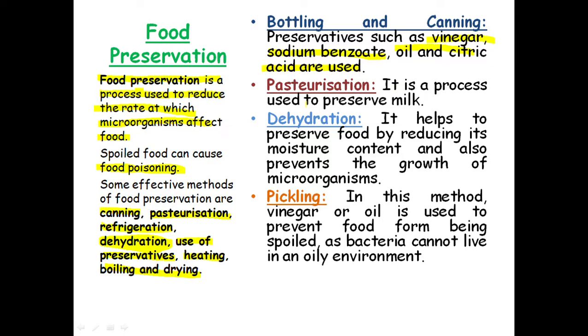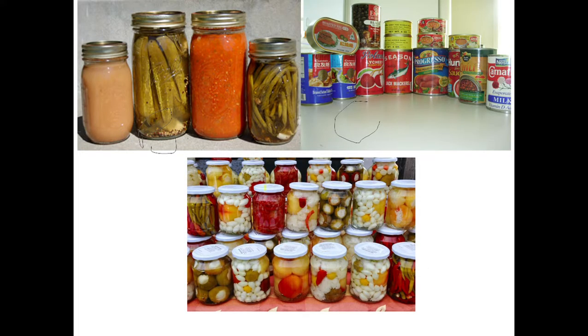Pasteurization is a process used to preserve milk. Dehydration helps to preserve food by removing moisture through drying, such as sun drying. Okay, pickling: we use vinegar or oil, because bacteria cannot live in an oily environment. These are the different processes of pickling, canning and preservation of foods, such as vegetables, pickles, meat and so on.